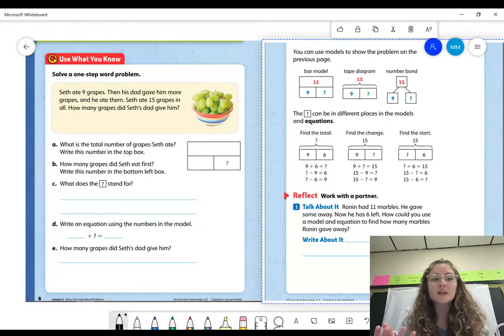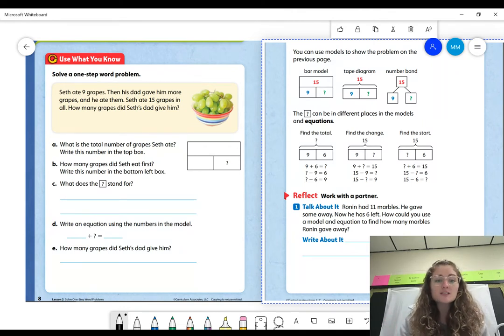So this week, we are going to be talking about solving one-step word problems. A word problem is when we have a story that has a math problem within it. So we have to find the parts and the whole in our story. And we have to figure out if we are adding, subtracting, or finding the missing part.